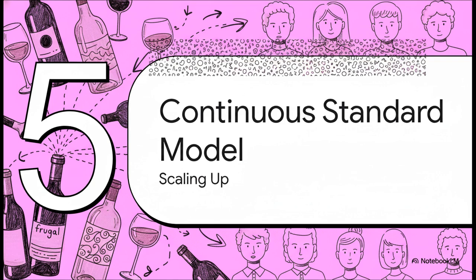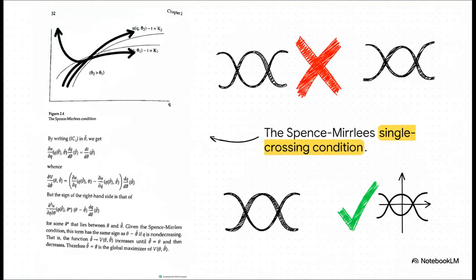Finally, Section 5, the continuous standard model. Let's scale things up. Now we're jumping from our simple 2-buyer wine shop to a continuous model that represents a whole population of varying tastes. Because in the real world, consumers aren't just strictly frugal or sophisticated. We exist on an infinite, continuous spectrum.